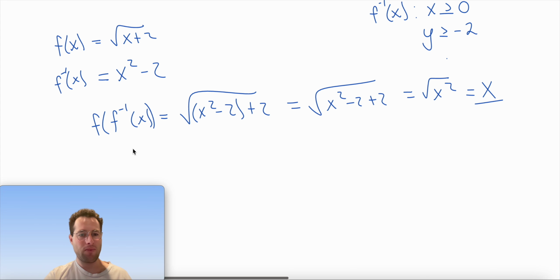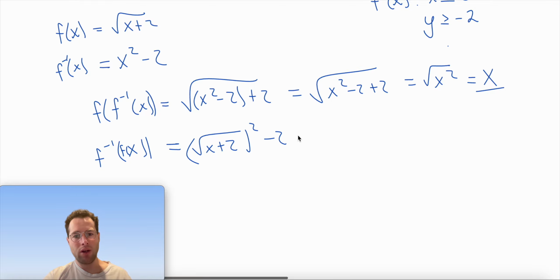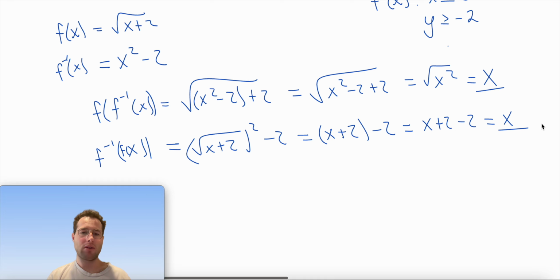The other way around, if we have f inverse of f of x, that will be the square root of x plus 2, squared, minus 2. The square root and square are going to undo each other. So we're left with x plus 2 minus 2. Those 2's cancel, and we're just left with x again. So those are, in fact, inverses.